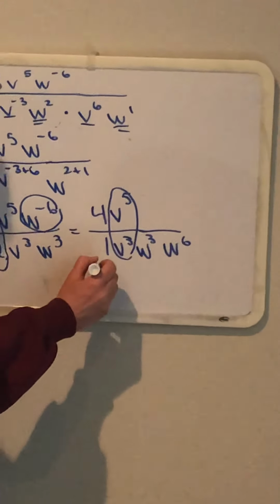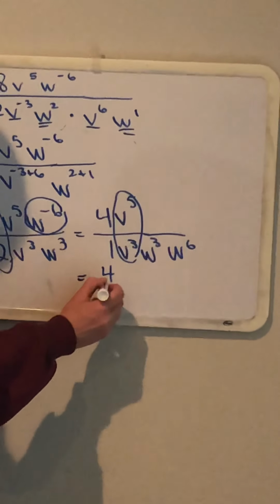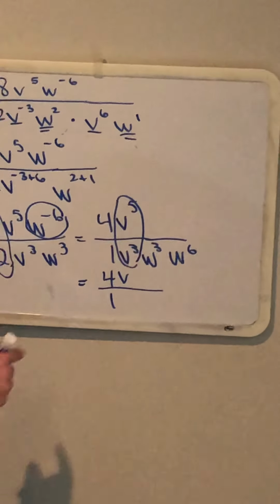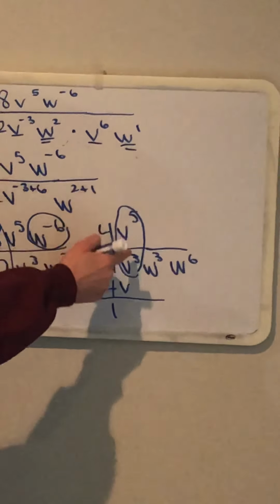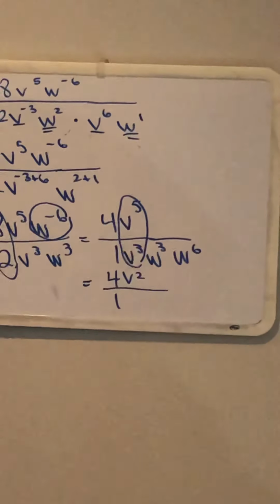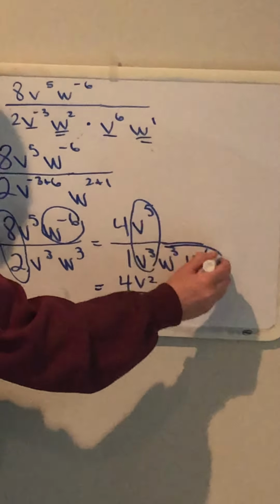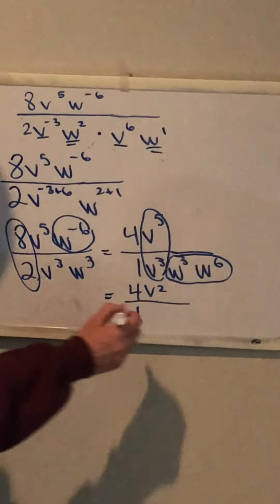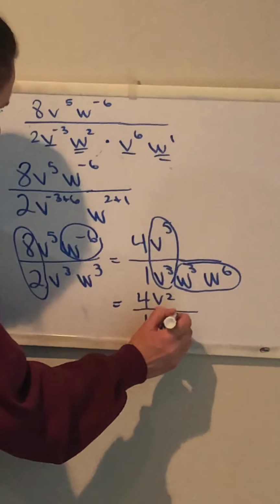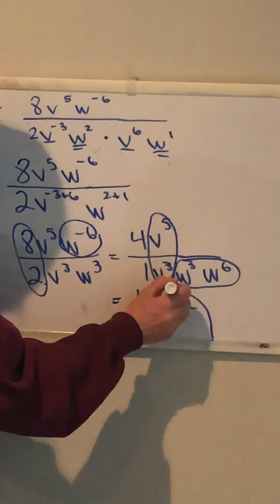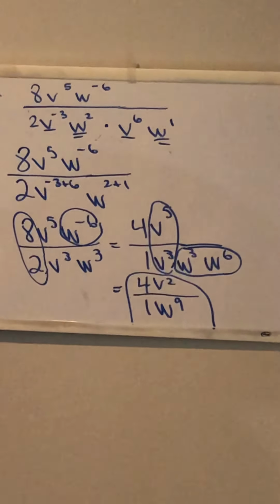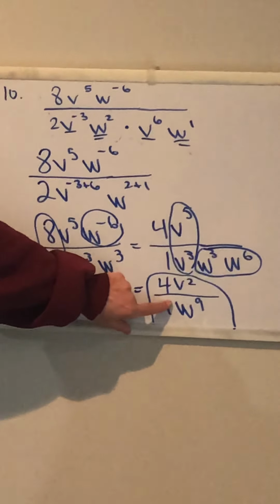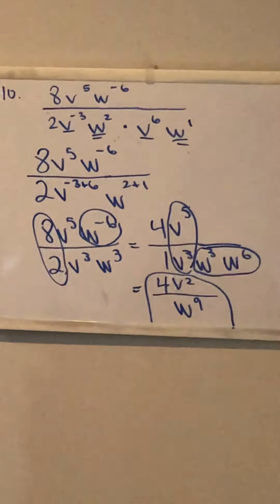So you have 4 over 1, and then the v is on top because that's where the bigger one is. 5 minus 3 is 2. The w's are multiplying, so you're going to add the exponents, and that's going to give you w to the 9th. So your final answer is 4v to the 2nd over 1w to the 9th. The 1 is optional, so you don't need it if you don't want it.